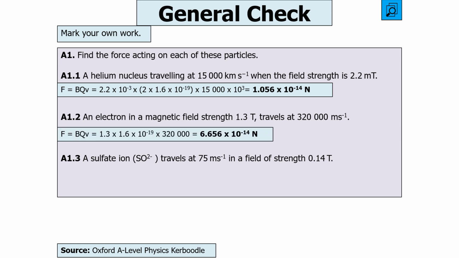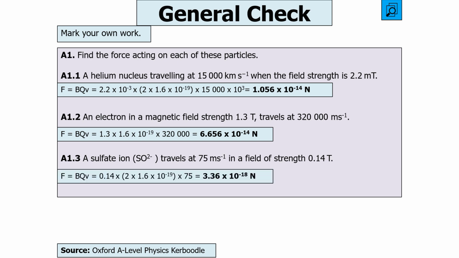Same equation next time, bit easier in terms of the charge, it's just 1.6 times 10 to the minus 19, popping all the values through, 6.56 times 10 to the minus 14 newtons. This one, remember the charge is 2 minus, so it's 2 times 1.6 times 10 to the minus 19, popping all the values, 3.36 times 10 to the minus 18 newtons.